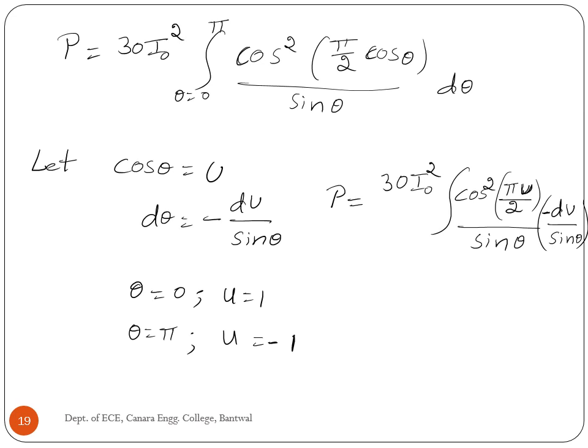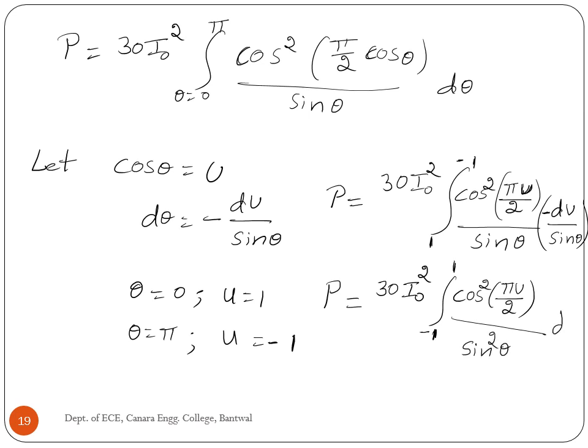Limit 1 to minus 1. Therefore, radiated power P is equal to 30 I naught square, integral from minus 1 to 1 of cos square of pi u by 2 divided by sin square theta du.